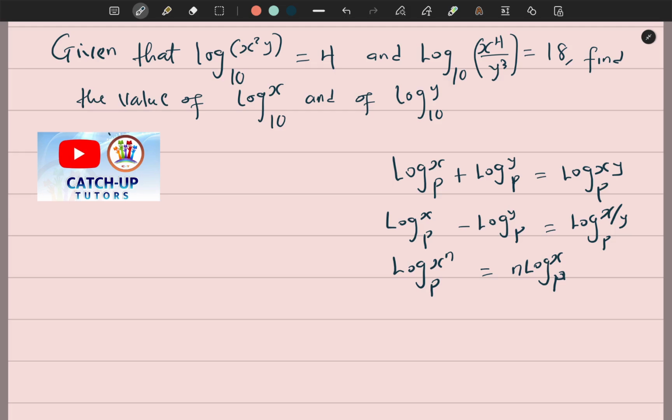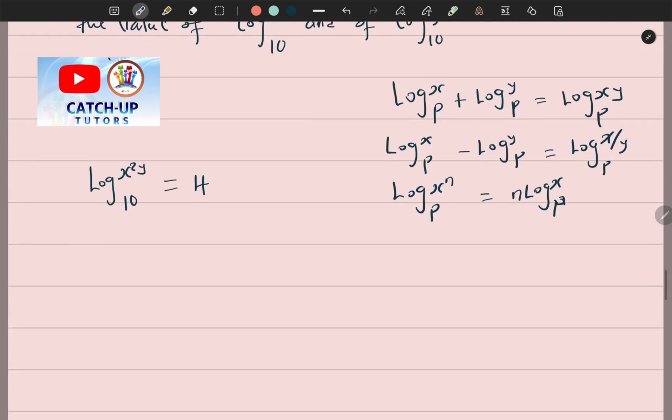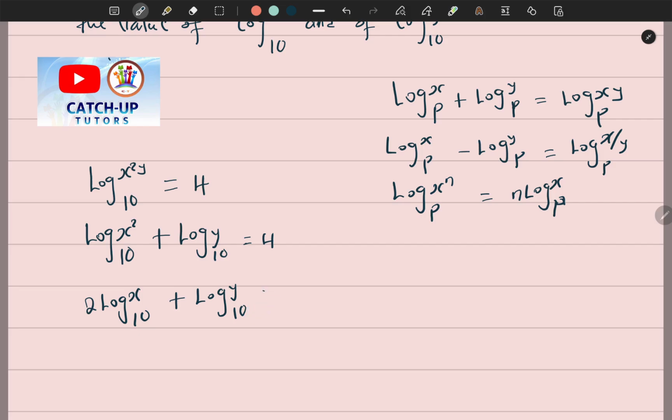Starting with the first equation, we have log x squared y base 10 equals 4. Don't forget what you have here can be written in terms of this. By implication, this becomes log x squared base 10 plus log y base 10 equals 4. By the time you apply the last rule, this becomes 2 log x base 10 plus log y base 10 equals 4. Let's call this equation 1.